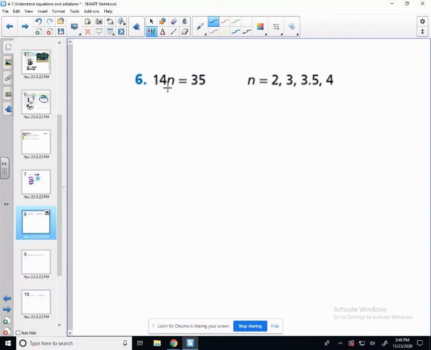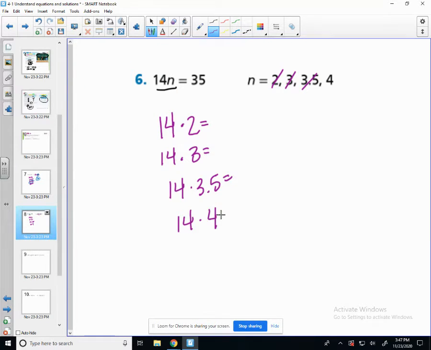When you have a number touching a variable, that means you need to, good, multiply. So if I have 14 times n, so here's my n choices. So 14 times 2, 14 times 3, 14 times 3.5, and 14 times 4.